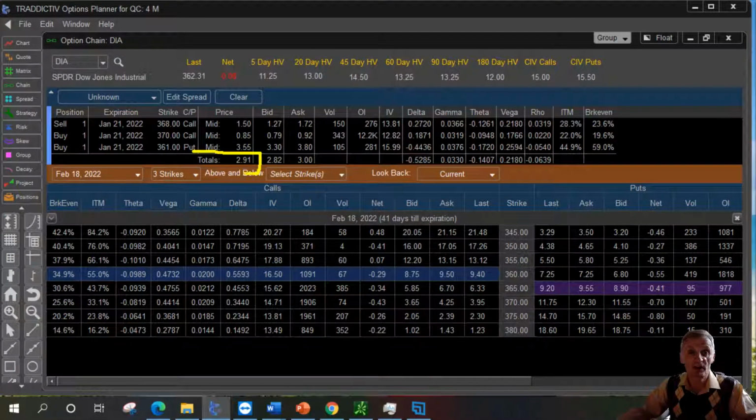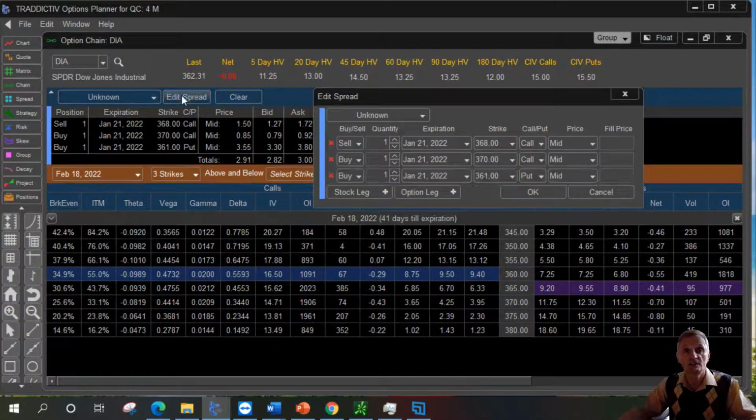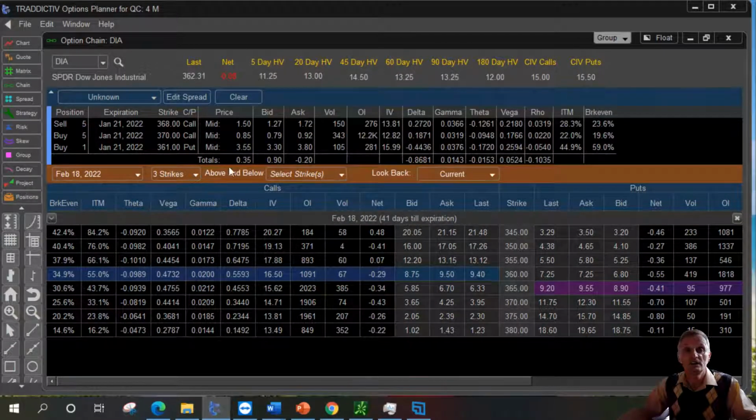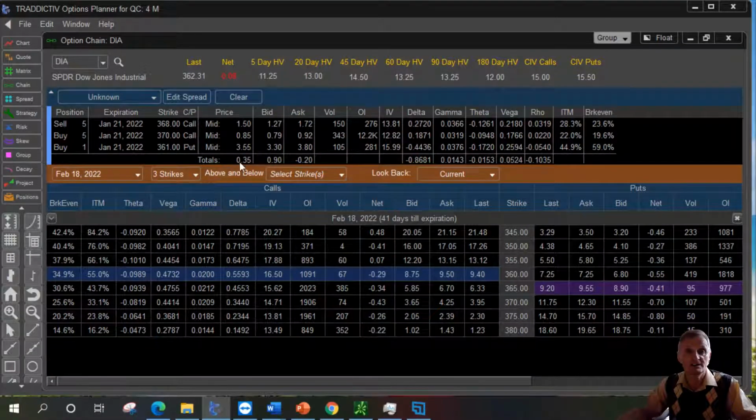So this cost was when I have things proportionate, 1 and 1 and 1. But I don't want a 1, 1, and 1. I want 1 put, but 5 of the bear calls to reduce my capital outlay from $291 to virtually less. So what I did in that case was edit it here to 5 contracts, and then when I click OK, the out of pocket cost is $35.